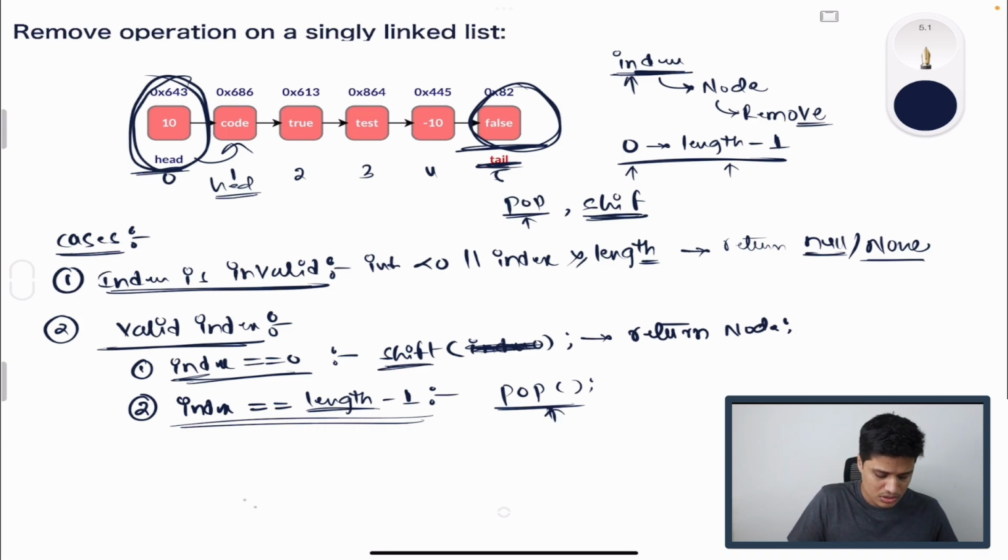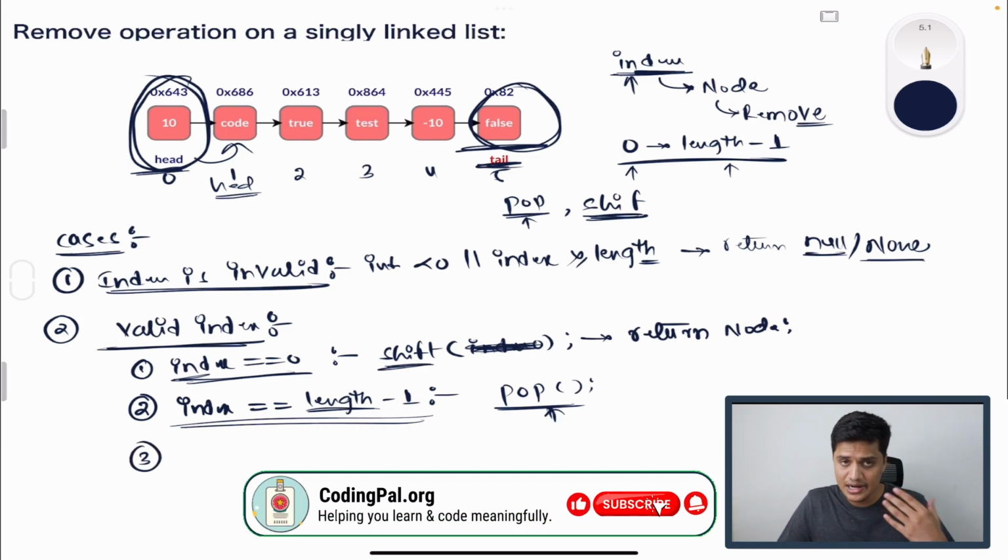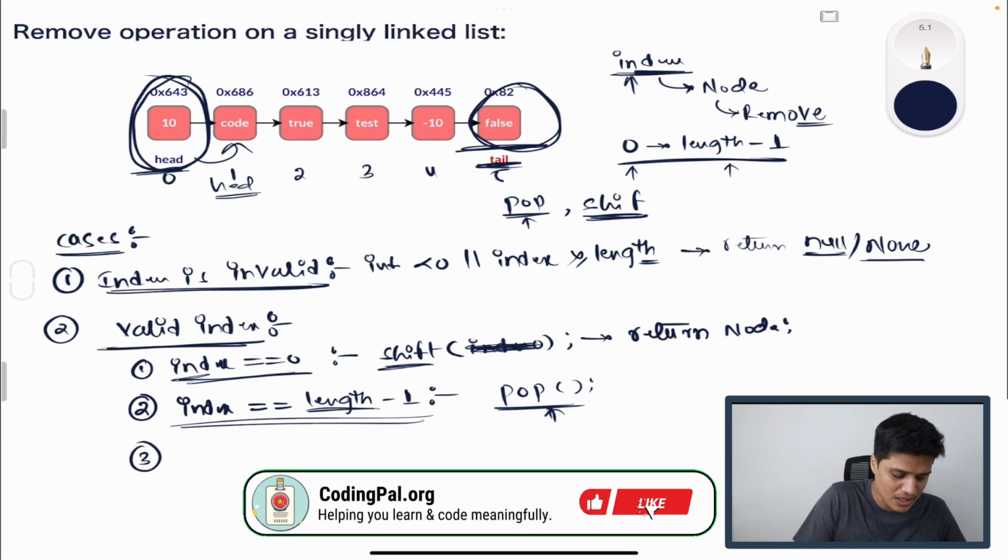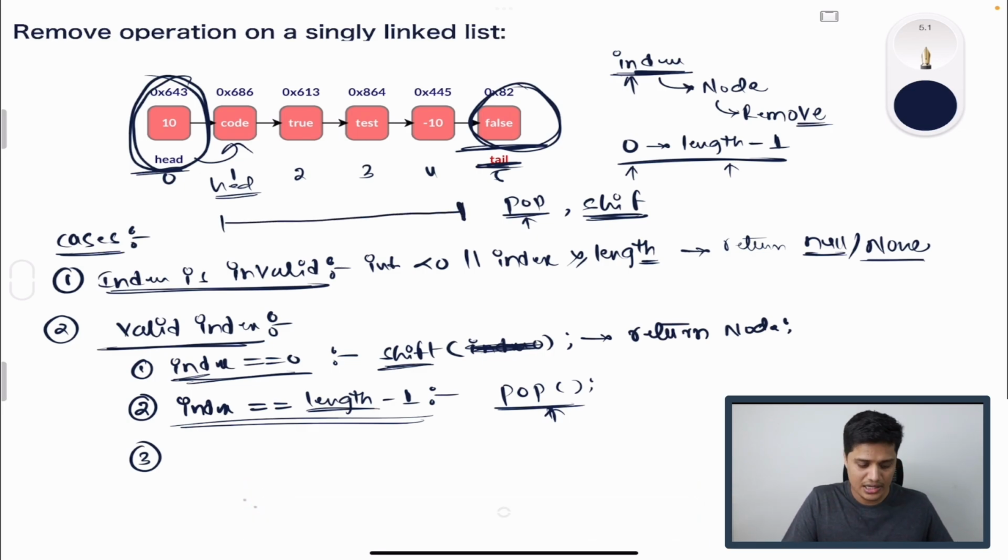Okay, now the third scenario in the valid case is basically if the user passes any index from 1 till the last but one index. In that case, what we have to do is make sure that we are deleting the node at the index that is given by the user. And now I will explain to you what exactly is the algorithm that we follow.